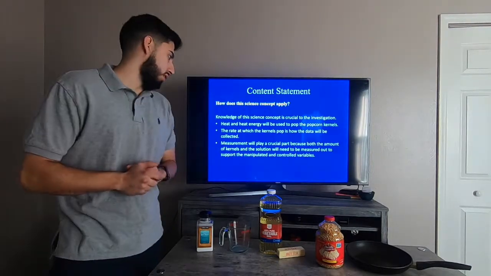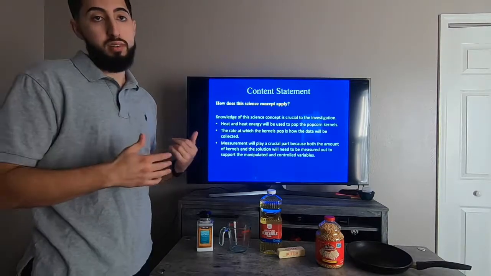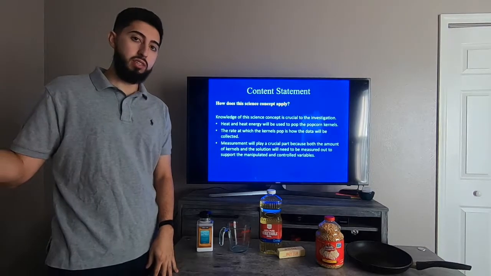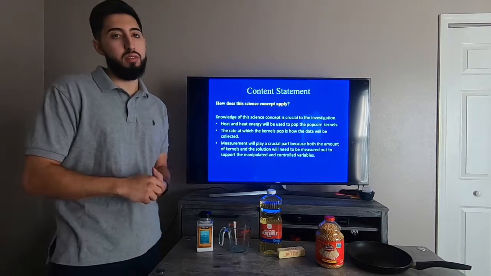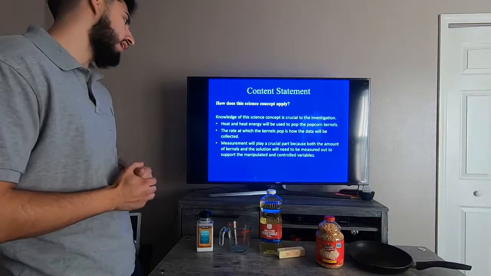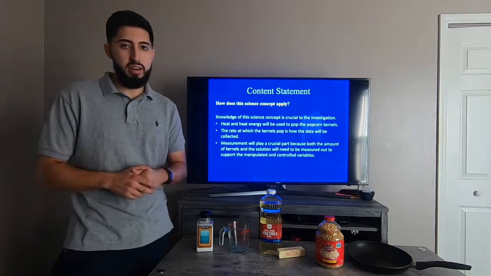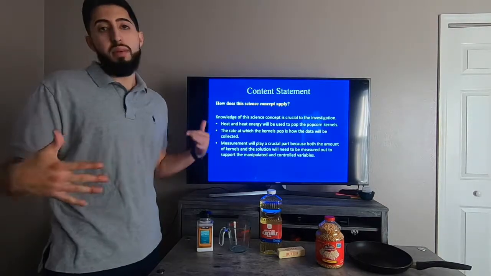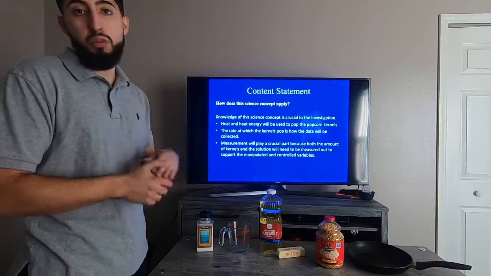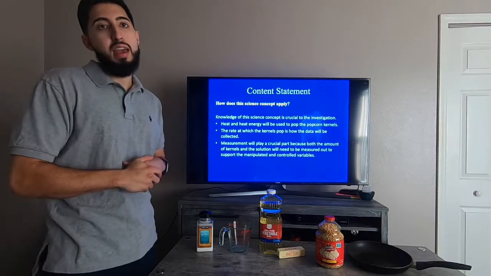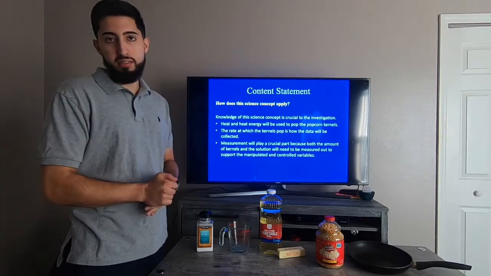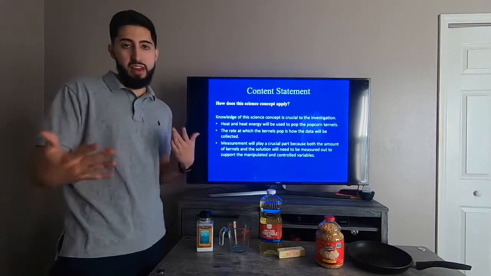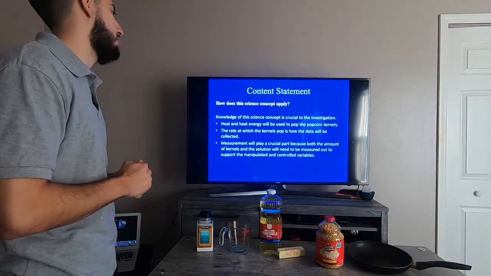The rate at which the kernels pop is very important to this experiment as well, because we're going to need to time the rate at which the kernels pop to be able to collect our data. And lastly, measurement. We're going to want to measure out the amount of kernels and how long it takes for each kernel to pop. It's important because if I do one run with 50 kernels and one run with 2 kernels, obviously the 2 kernels are probably going to pop faster than all 50 kernels, so the data can be skewed a little bit. So measuring is also going to be crucial.